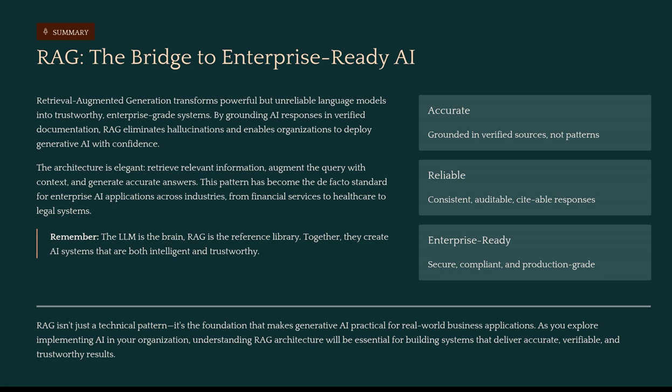So RAG becomes the bridge to enterprise ready AI. It brings LLMs into the enterprise. It gives you grounded responses. It reduces hallucination. So if you see, the LLM is the brain and RAG is the reference library. Together they create AI systems which are both intelligent and trustworthy.